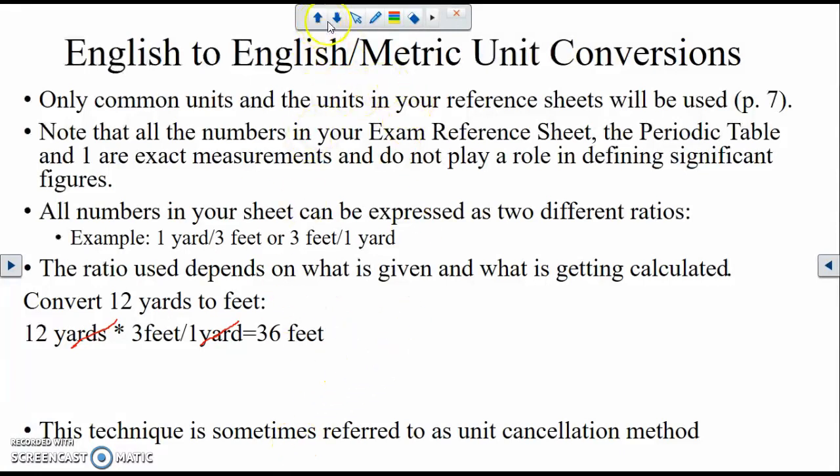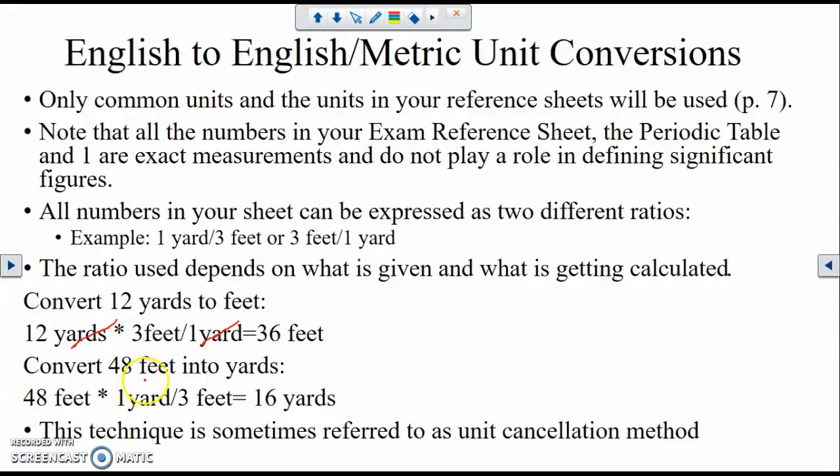Another example: how do we use the other ratio? Here, it's converting 48 feet into yards. So again, we are selecting which of those two ratios we need to use. This is the ratio that we need to use, because the yard, the unit that we want, is on top, and the unit that is given is on the bottom. And how do you know which unit is given? The unit that's given always follows the number. 48 feet, that's given, so the feet goes on the bottom. We do the math: 48 times 1 divided by 3 is 16 yards.